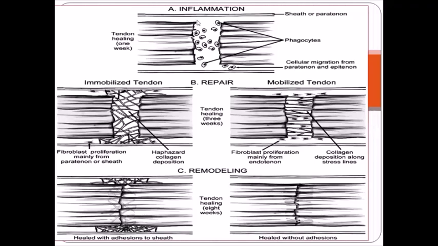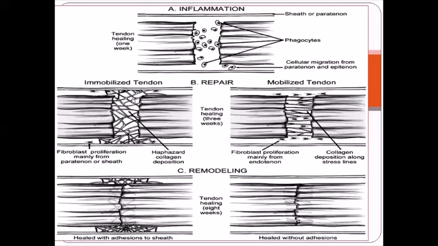You can see here in this picture, in the stage of inflammation, the phagocyte cells are present. This is the bridge where the tendon is cut, and there is a gap here. Now, after the repair, there can be two options: either you are going to immobilize the tendon or you are going to mobilize the tendon.